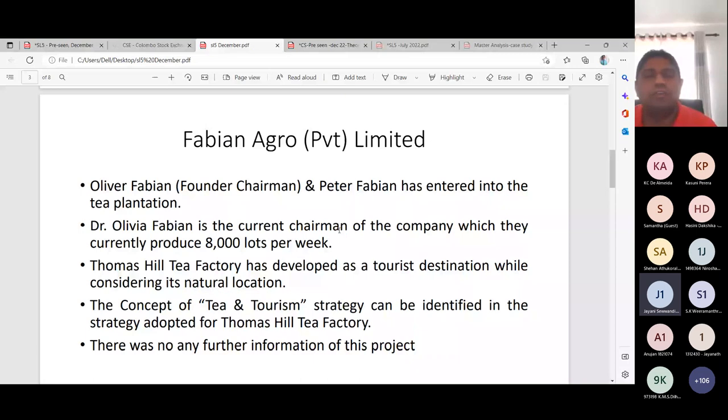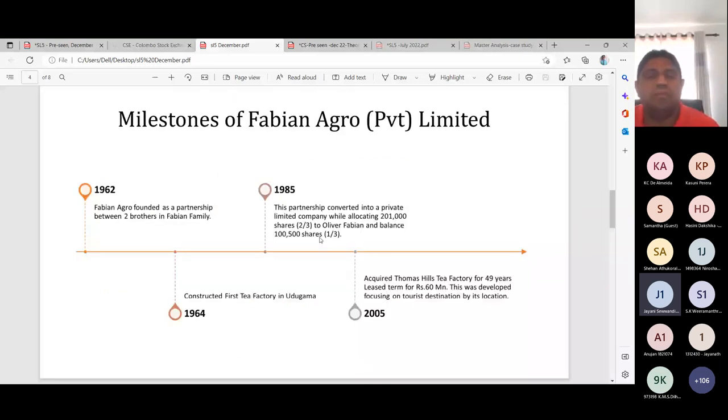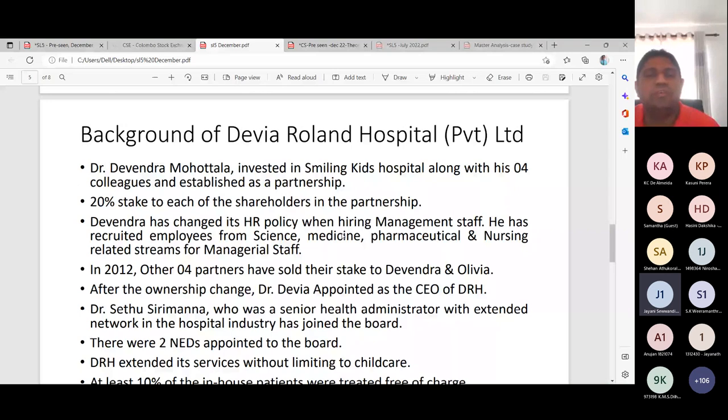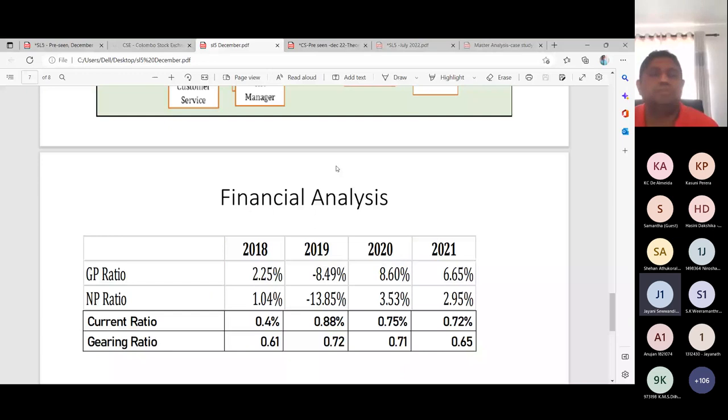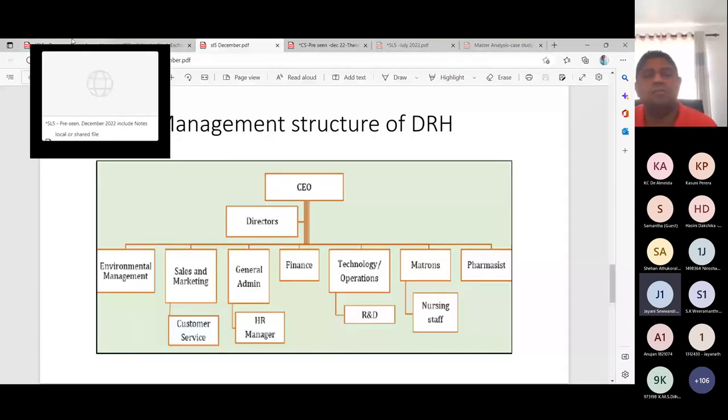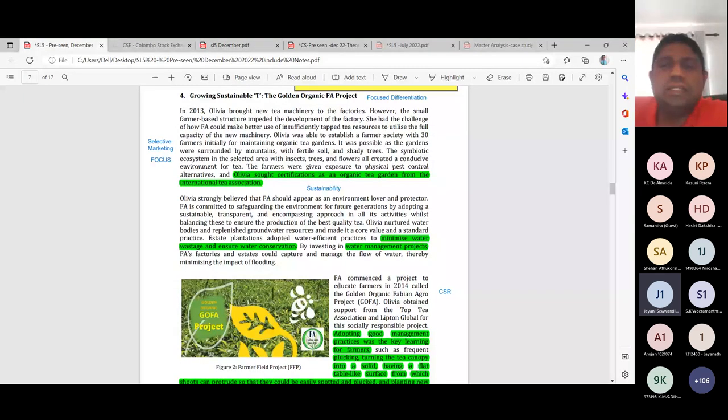So they have given this Agro Private Limited. We discuss these facts. Then, right, these are the key points. Then we discuss about Devi Rowland Hospital also, then we discuss about the management structure of DRH also, right? So growing sustainability, the golden organic FA project. Now they have mentioned about, they have started about this organic tea, you know? Now they are giving more information on this.